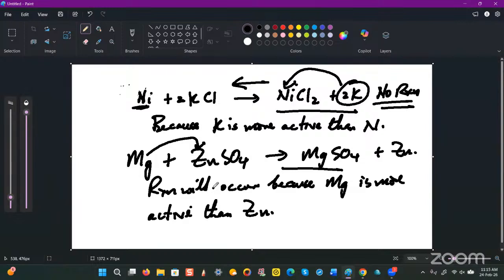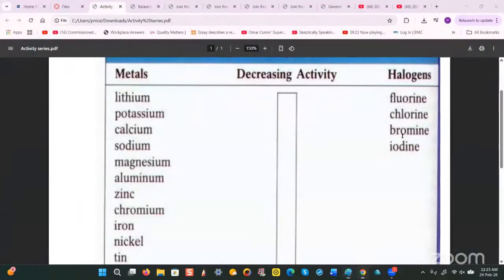That's basically what it comes out. Okay. Now there's another activity series, which is to the right of the table that I just showed you. And this is an easier one to deal with because it's basically dealing with the halogens. As you go down that group, which is group 7, the activity decreases. So fluorine would be the most active, followed by chlorine, then bromine, and iodine. Based on that series, we can make predictions where these halogens are involved.